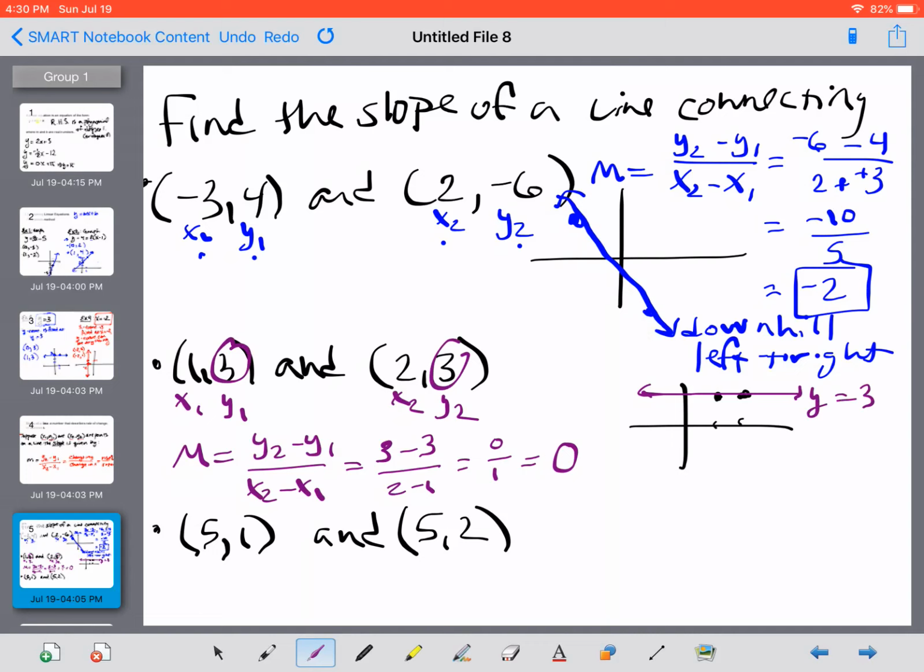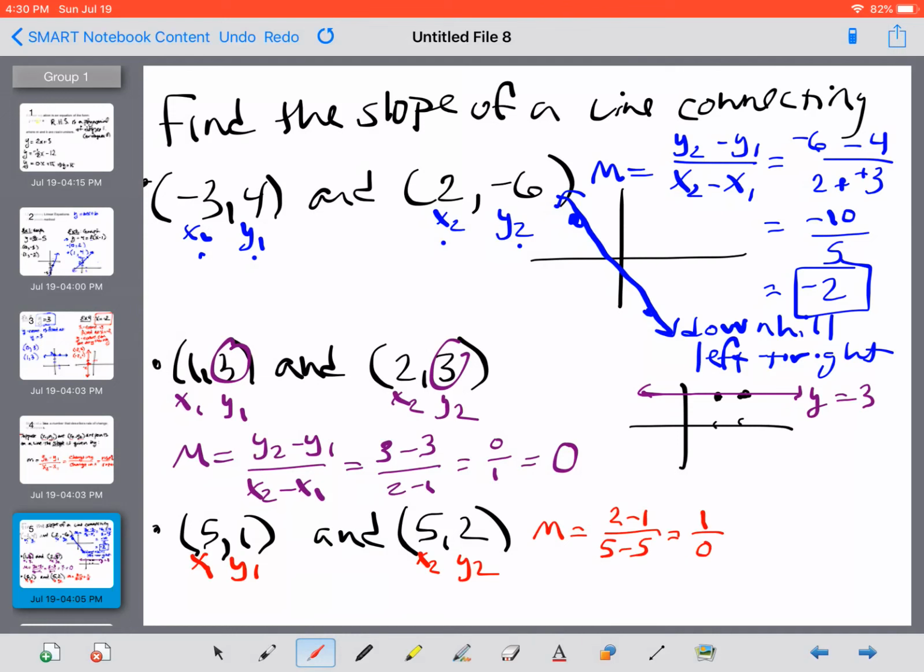So when you have a horizontal line, the slope is 0, which makes sense, right? Because slope represents the steepness of a line. If this is flat, this isn't a hill, a mountain, it's not going uphill or downhill, it's just flat. So the steepness of that line is 0. It has no steepness. All right, what about this last example here? So we've got 5, 1 and 5, 2. Label them as x1, y1, x2, y2. Using my slope formula, I have y2 minus y1 over x2 minus x1. That is 2 minus 1 over 5 minus 5. That's going to give me 1 over 0.